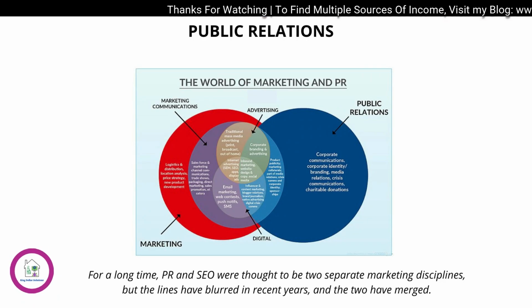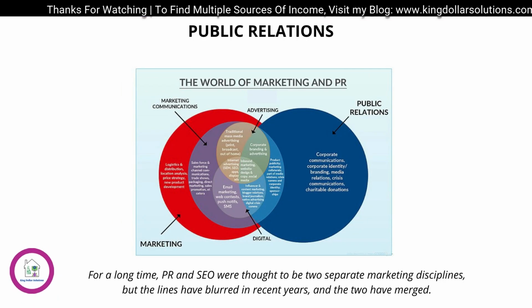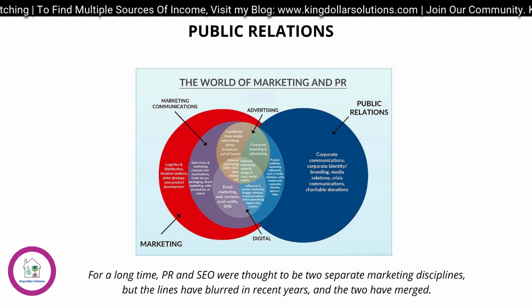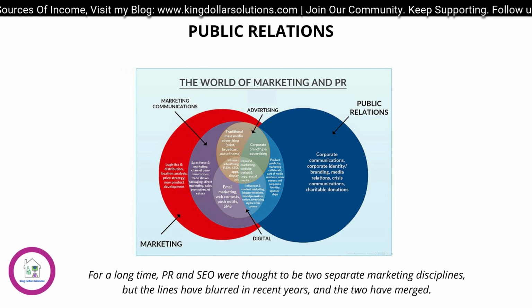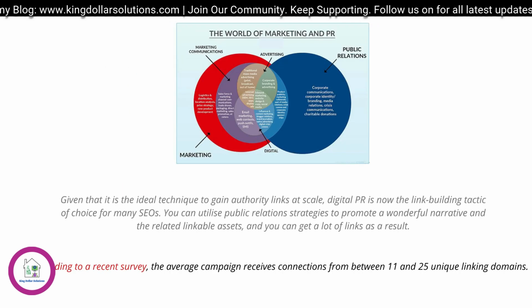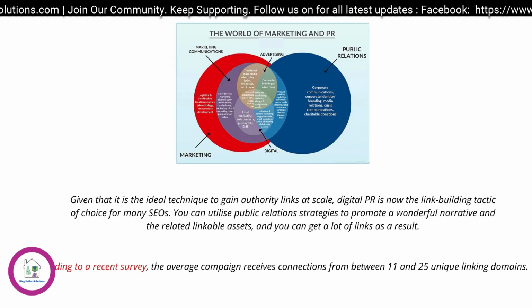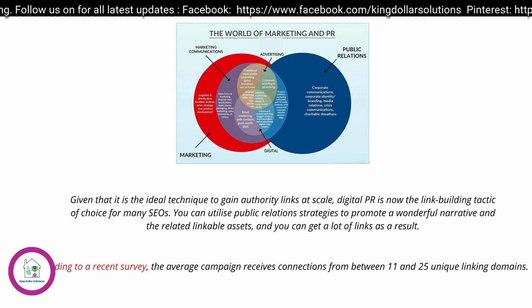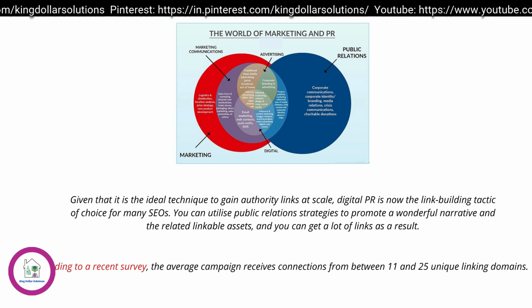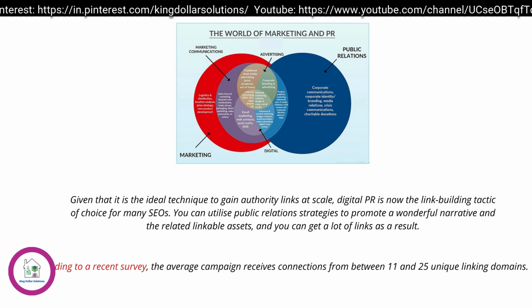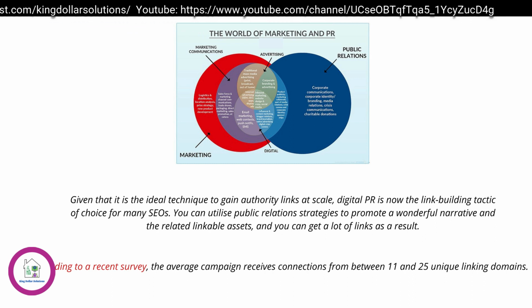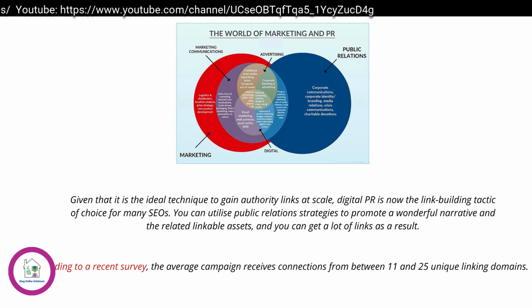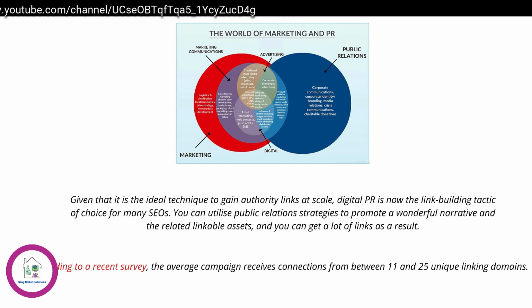Public relations. For a long time, PR and SEO were thought to be two separate marketing disciplines, but the lines have blurred in recent years, and the two have merged. Given that it is the ideal technique to gain authority links at scale, digital PR is now the link building tactic of choice for many SEOs. You can utilize public relations strategies to promote a wonderful narrative and the related linkable assets, and you can get a lot of links as a result. According to a recent survey, the average campaign receives links from between 11 and 25 unique linking domains.